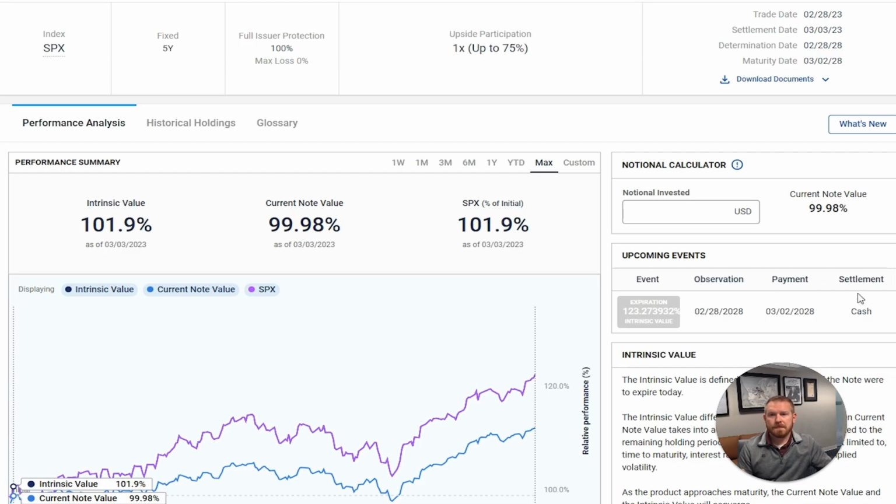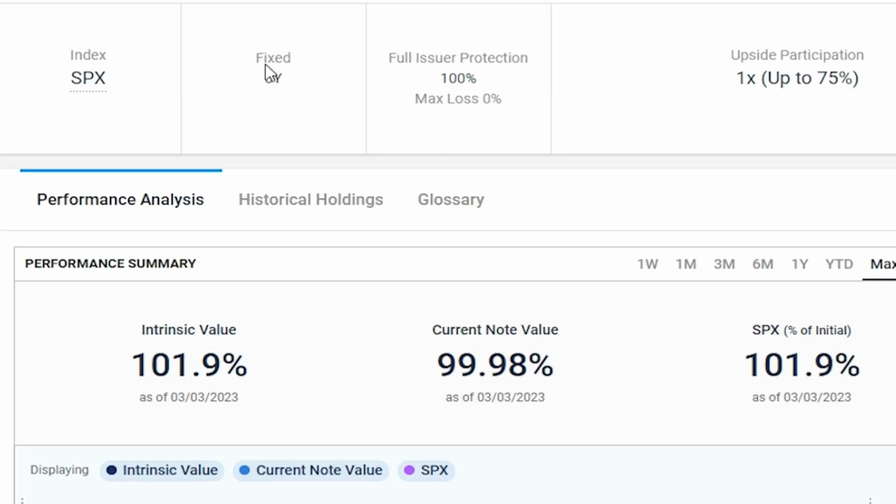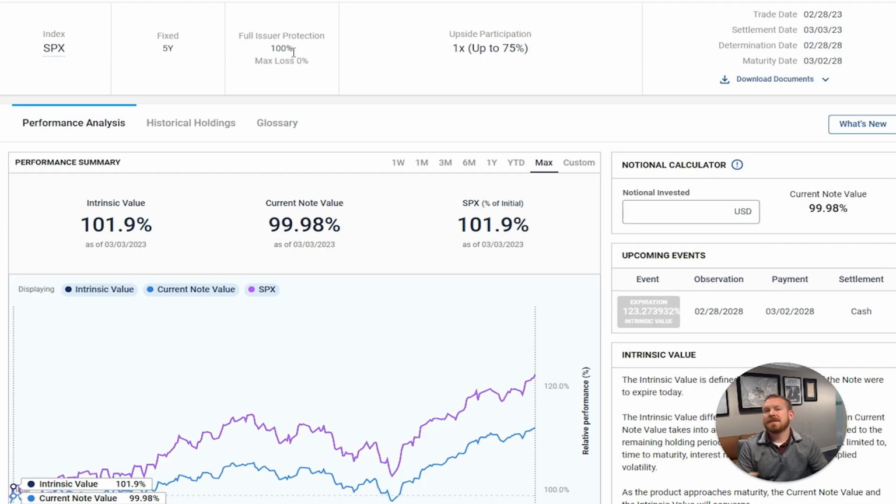So in this example, this one is a 5-year structured note based on the S&P 500. And this one has the full issuer protection, not FDIC insurance, so we are still susceptible to the bankruptcy risk of the bank that we choose. But this one has a 1-for-1 upside on the S&P 500, but capped at a 75% return. So let's just go through a couple of examples.